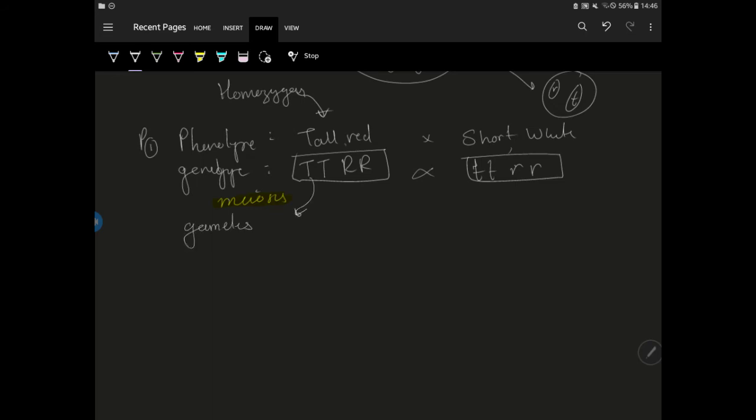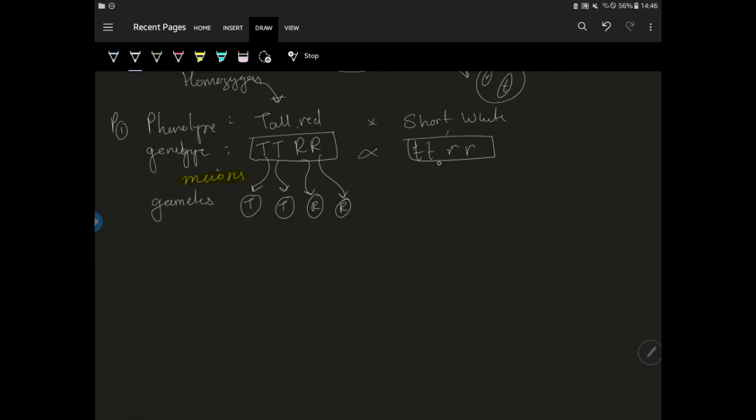So we're going to have a gamete with big T, a gamete with another big T, a gamete with a big R, another gamete with a big R. Then from the other parent we have a gamete with a small t, another gamete with a small t, small r. You can sort of see where we're going. It's not hard, just get used to practicing it. And then we have fertilization going on there.